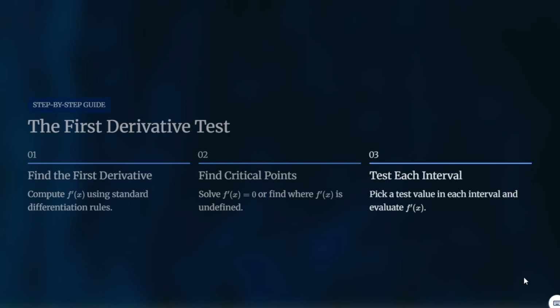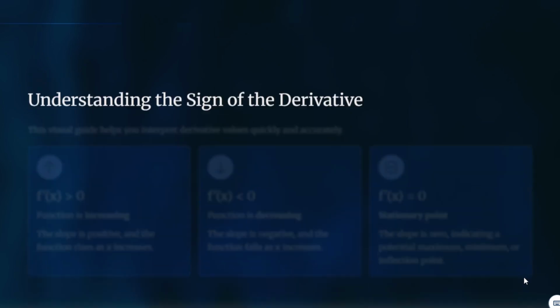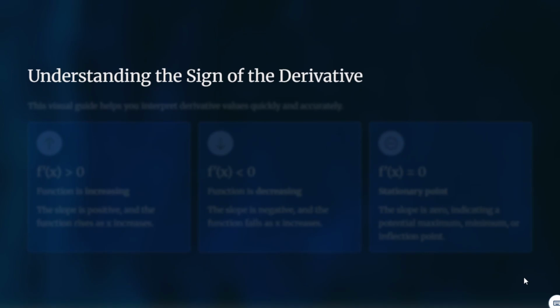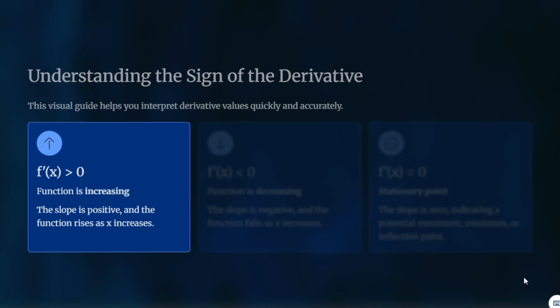Then you'll test each interval. You'll pick a test value in each interval and evaluate f prime of x. So what will that tell you? This is a visual guide to help you interpret derivative values quickly and accurately. When testing on the interval, if the derivative is greater than 0, that means that the function is increasing on that interval. The slope is positive and the function rises as x increases.